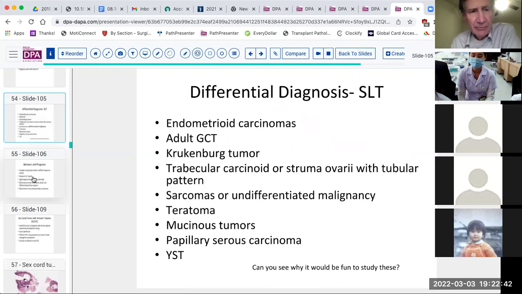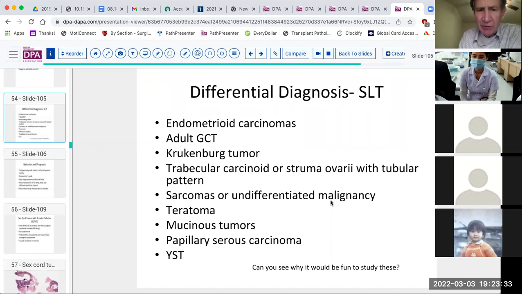So what are we thinking about in terms of differential diagnosis? Well, if it's a very glandular type of thing, the tall columnar cells, tubular structures, endometrial carcinomas can look like that. Adult granulosa cell tumor can have a sort of more spindled or stromal pattern and resemble what Sertoli-Leydig looks like. Krukenberg tumor can have small tubules that look a little bit like Sertoli-Leydig tumor. Carcinoids or struma with a tubular pattern might, although usually I think you'd recognize the thyroid type colloid.